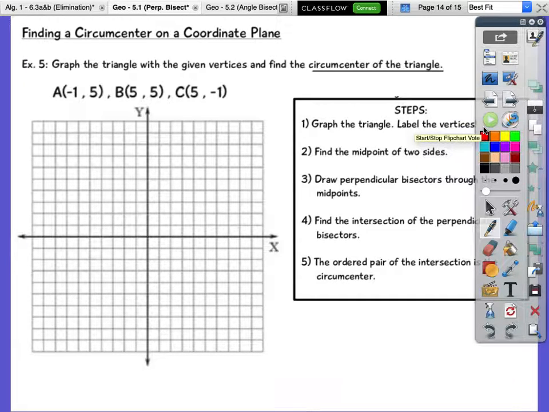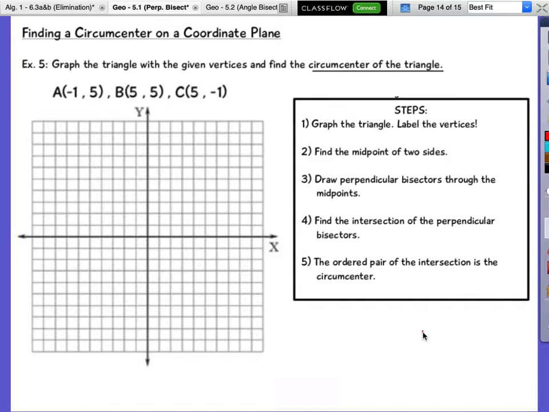So let's do example 5. If we're graphing this and finding a circumcenter on a coordinate plane, what we're first going to do is graph these points and make the triangle. So we have -1, 5. I'm going to go ahead and graph that here.